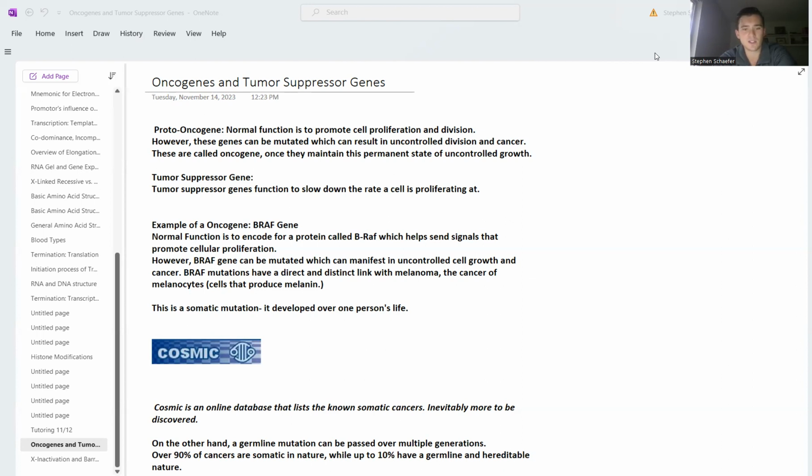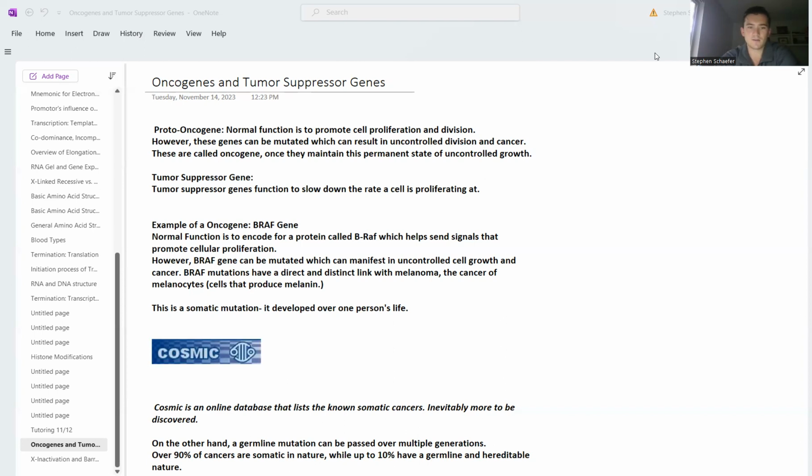So these BRAF mutations have a direct link with a very unfortunate cancer called melanoma, which is the cancer of melanocytes. And melanocytes, think of melanin. These things are giving us pigment. So it's the cancer of melanocytes.